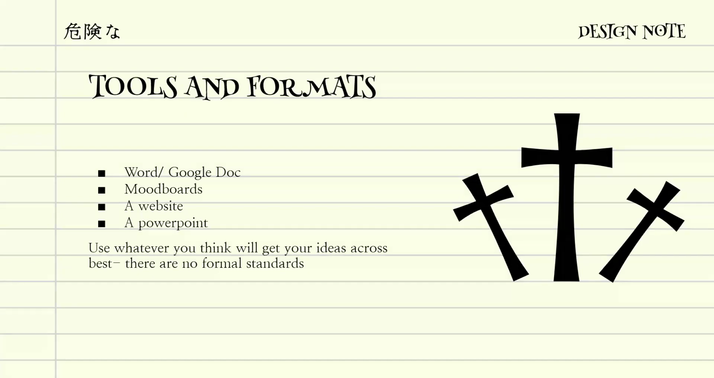So what tools can you use to make a design doc? Well, basically anything you can write text on, I'd say. You can use Word, Google Docs, mood boards, a website. Why is a website here? It's not like HTML. You can make a website, I guess. I personally used Figma.